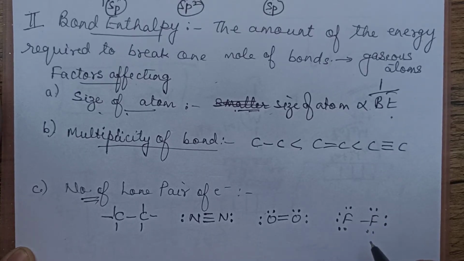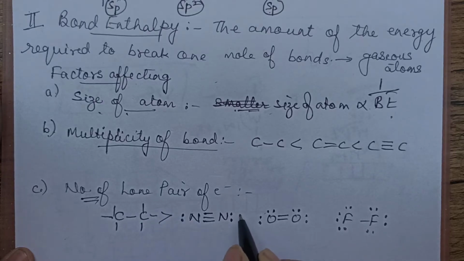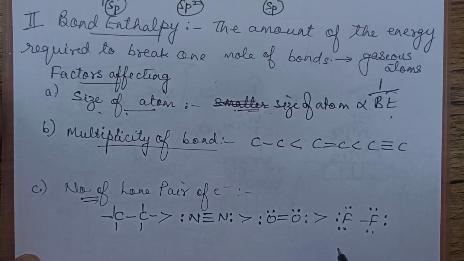So more the number of the lone pairs, size is small. This way the size is decreasing. These are in the same period. Size is decreasing. So since this is smaller and more number of the lone pairs, there will be more repulsion between them. So which will have the maximum bond enthalpy? This one, and then fluorine. Fluorine is the least. Okay, that is depending upon how many lone pairs are there.